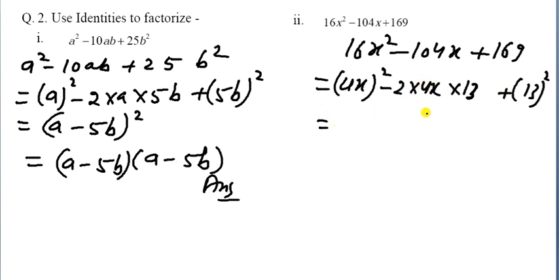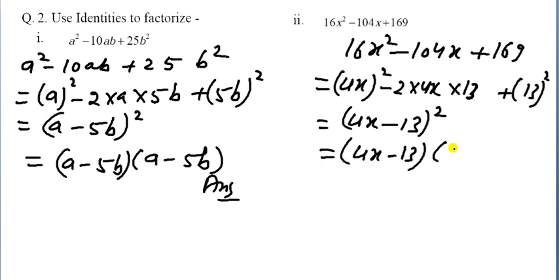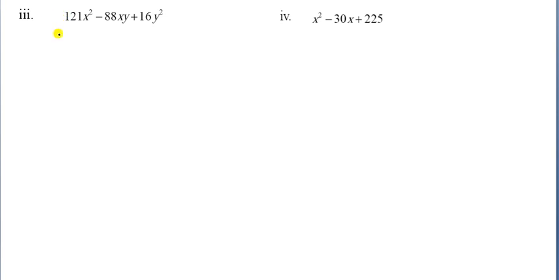So you have to write this one, the identity we have used is a minus b whole square. So it is (4x minus 13) whole square. So you can write it two times. So that is 4x minus 13, and in the second bracket once again you can write here 4x minus 13, and that one is your answer. So I think it's a very simple question. Now the third question, it is 121x square minus 88xy, and here is 16y square.